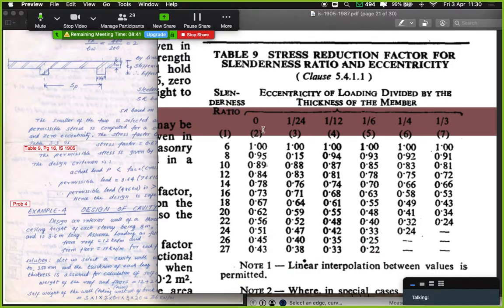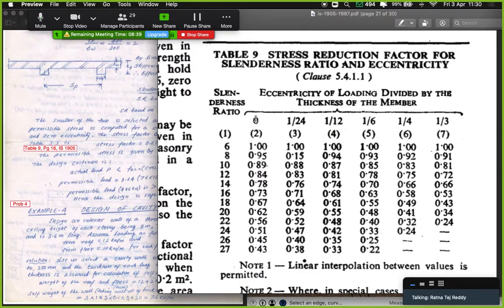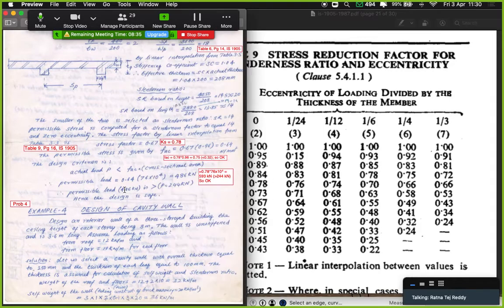So for a 0 eccentric load, that is the first column, this column number 2 over here. For 0 eccentricity, the stress reduction factor can be linearly interpolated. The factor is 0.67. Again, there's a small mistake in the existing material over there. The mistake has been corrected. The stress reduction factor is 0.78.